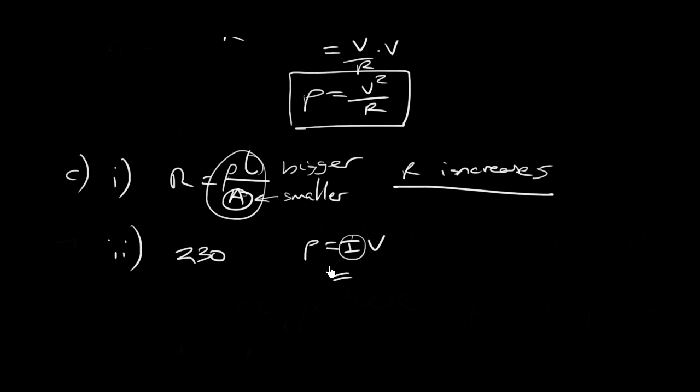Well, if the resistance increases, the current is going to go down, right? So if the current goes down and V stays the same, then the power is also going to reduce. So the resistance increases, but the power will reduce because with a higher resistance the current will be smaller, and the potential difference still remains the same, so therefore the power will be less.